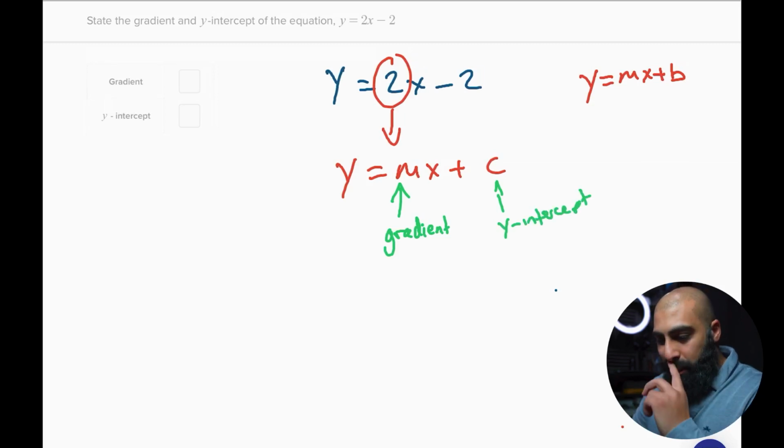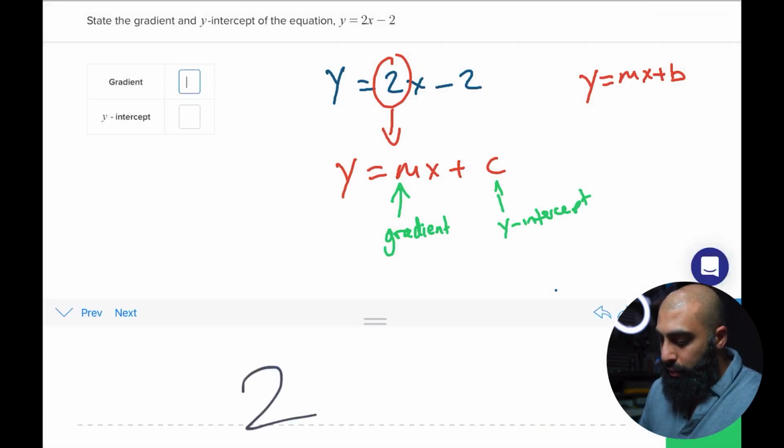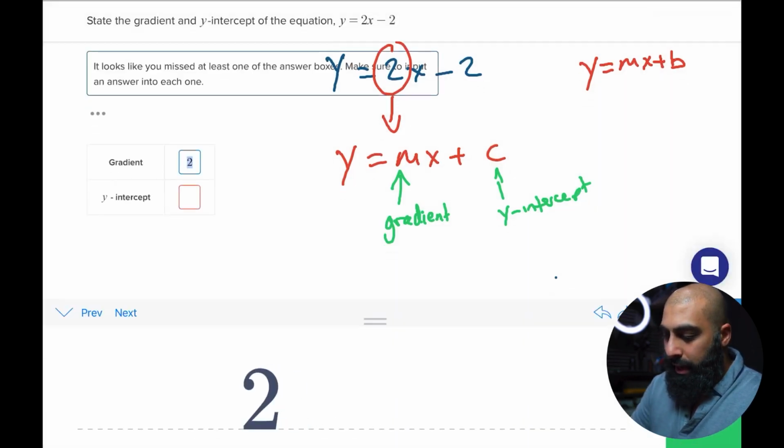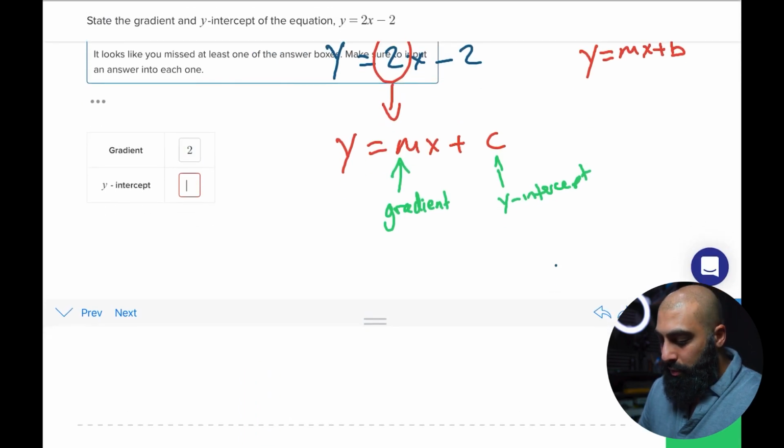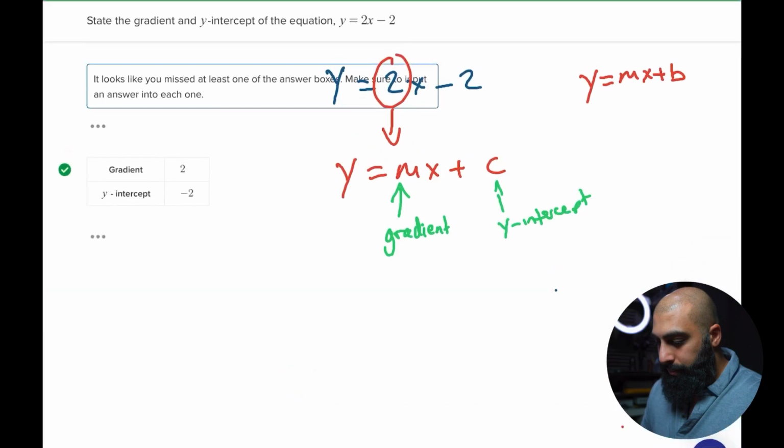Okay? So now, as the question says, what's the gradient and what's the y-intercept? So clearly we know that the gradient is 2 and the y-intercept is minus 2. So let's put that into here. Gradient of 2 and the y-intercept of minus 2. Good, excellent, brilliant. That question is done. Let's go on to question 2.